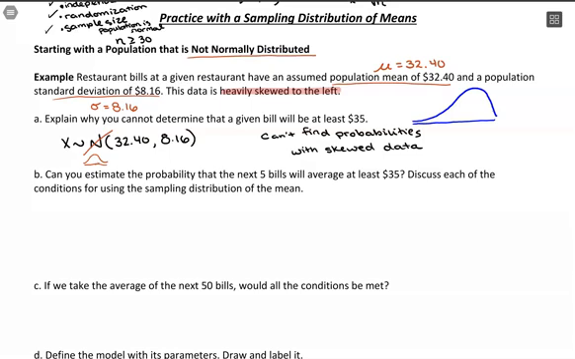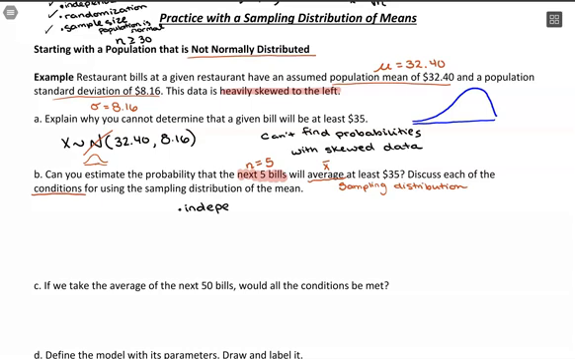So now what we're getting at is taking a sample size. So we're looking at this sample size of 5. And with that sample size, we want to talk about probability of the average. So now we're getting at sampling distribution of means. So to see whether or not we can estimate, this is where we're going to discuss the conditions, which means checking the central limit theorem.